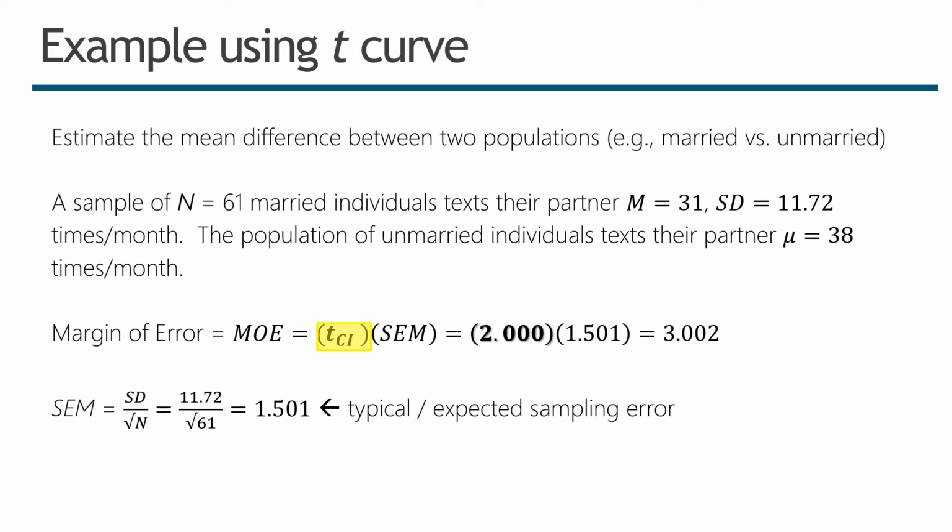Next, we need the margin of error. The margin of error has two terms, the TCI and the expected sampling error in the study. The TCI I'll cover on the next slide. The sampling error, or the SEM, is computed by the sample standard deviation divided by the square root of n. So it's going to be 11.72 divided by the square root of 61, which is going to give us 1.5.